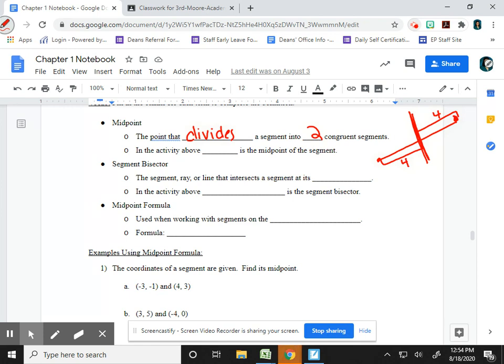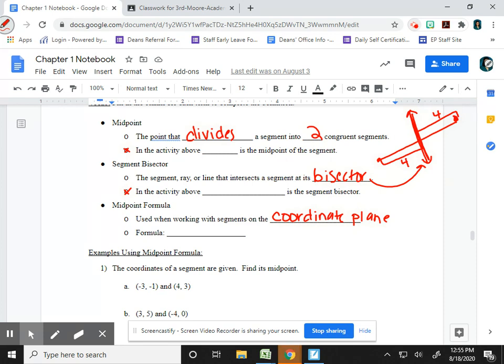A segment bisector, the segment, the ray, or the line that intersects a segment at its midpoint, is called its bisector. So going back to the same thing, this line right here would be your bisecting line. So again, we're going to skip these two in the activity above because we're going to see them below, because we haven't learned the formula yet. So the midpoint formula. Okay, so when you're using this, again, you're using points from the coordinate plane.